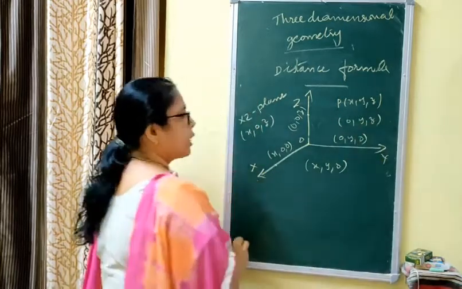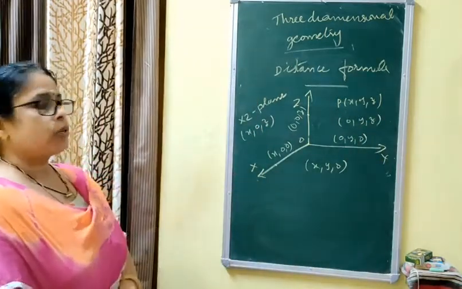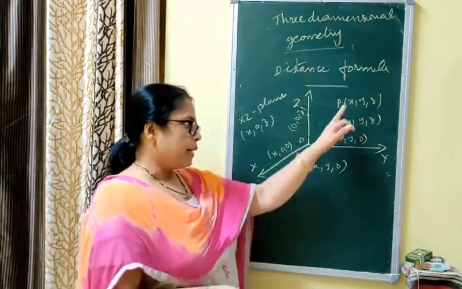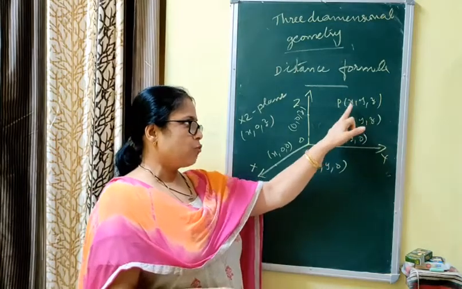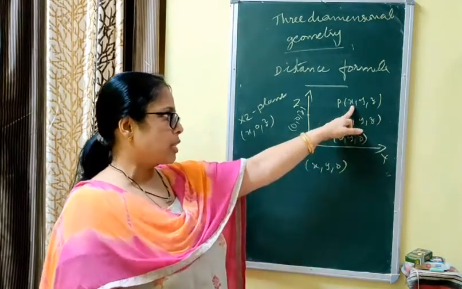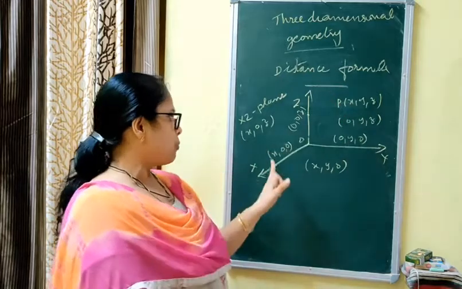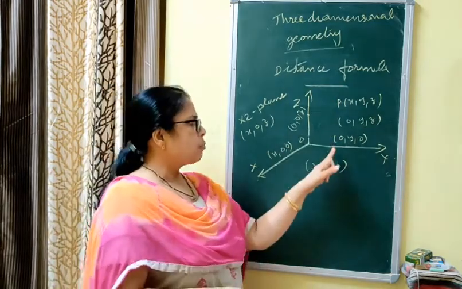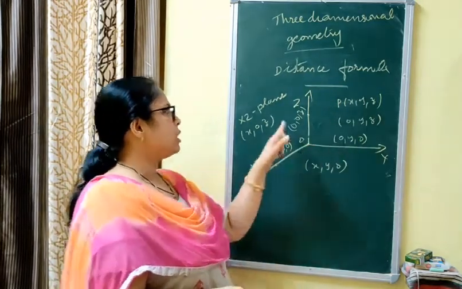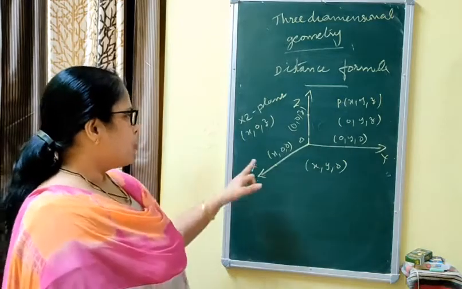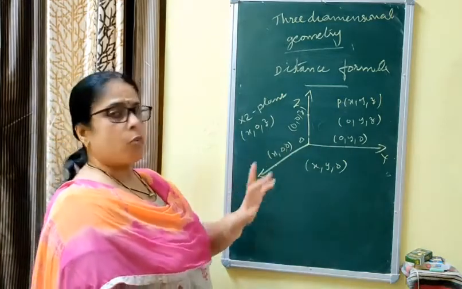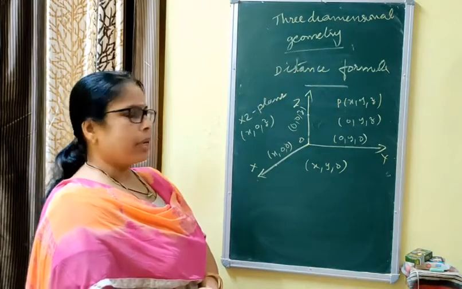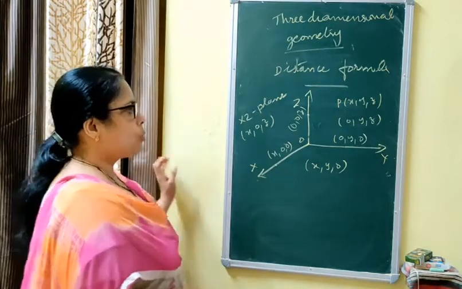Once more I am explaining. Any point on the 3D plane can be denoted by the triplet, that is P(x, y, z). The first coordinate shows the perpendicular distance from the x-axis. The second gives the perpendicular distance from the y-axis. The third gives the perpendicular distance from the z-axis. Any point on the x-axis is x, 0, 0. On the y-axis it is 0, y, 0. On the z-axis it is 0, 0, z.